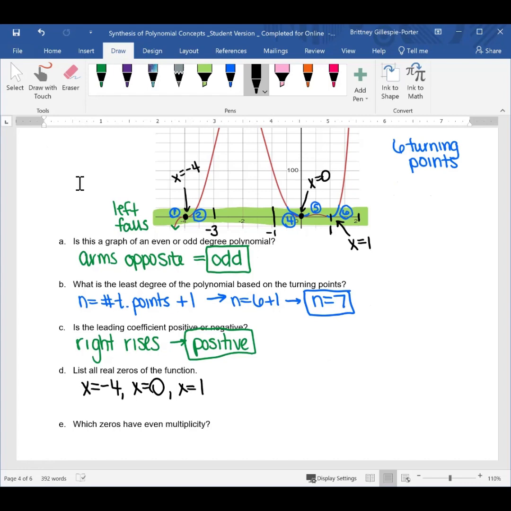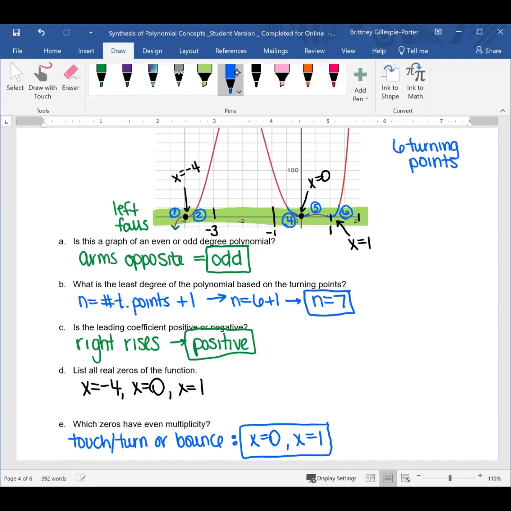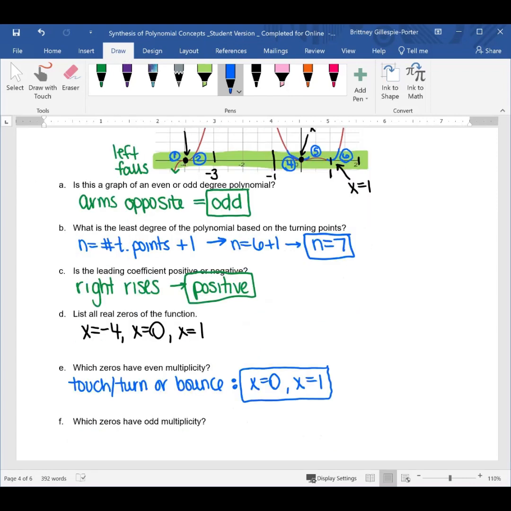Even multiplicity, remember, that means that you touch and turn or bounce. If we look at our graph, we're touching and turning or bouncing at two different x values. We touch and turn at x equal to 0 and x equal to 1 because we did not go from above the x-axis to below. We stayed above the x-axis after we touched the graph. When we are crossing at x equal to -4, we have our odd multiplicity.